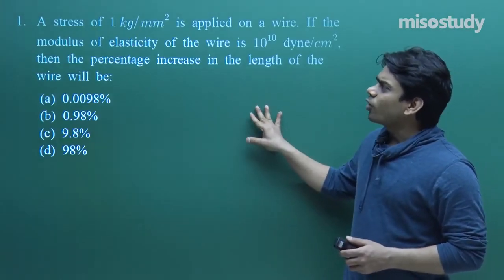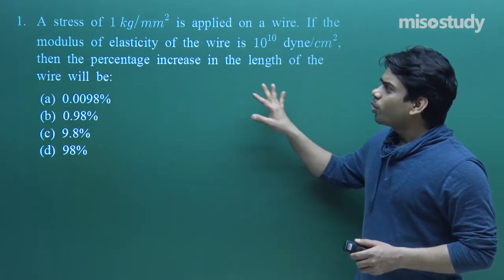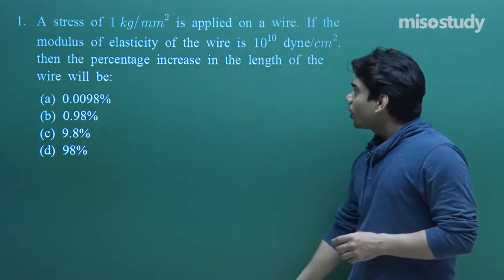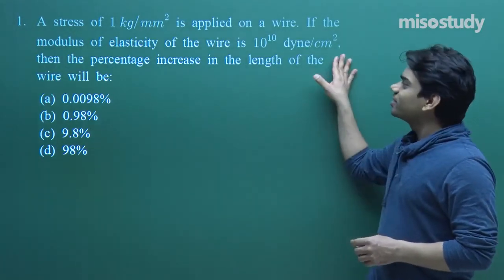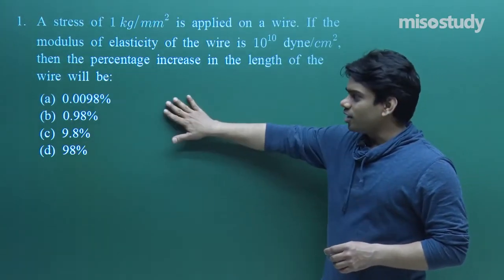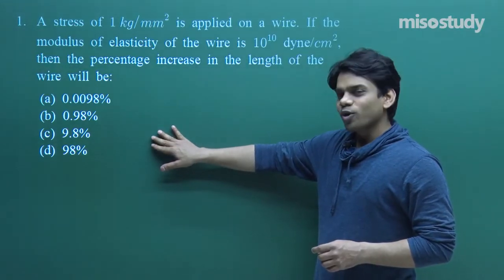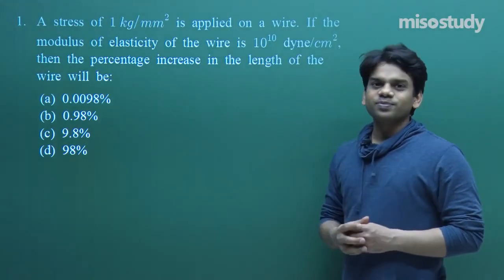First question: a stress of 1 kg per square mm is applied on a wire. If the modulus of elasticity of the wire is 10 to power 10 dyne per square centimeter, then the percentage increase in the length of the wire will be: A, 0.0098%; B, 0.98%; C, 9.8%; D, 98%.